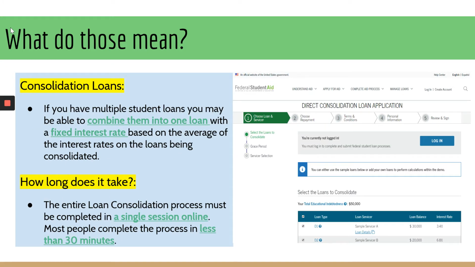Now, consolidation loan. Well, what does consolidation mean? Consolidation means that you're taking all the student loans that you have taken out throughout the years that you've attended college and combining them into one single loan. Oftentimes it's best because it gives you an opportunity for a fixed interest rate.